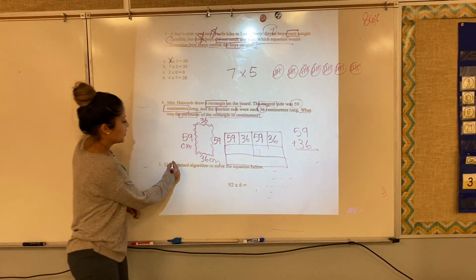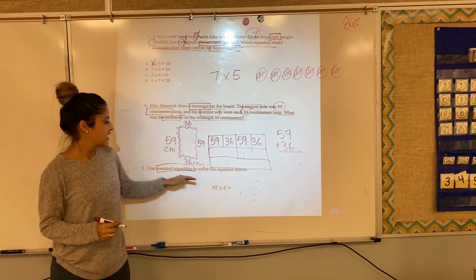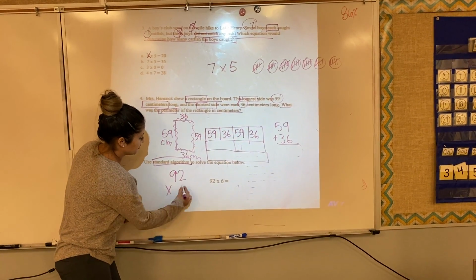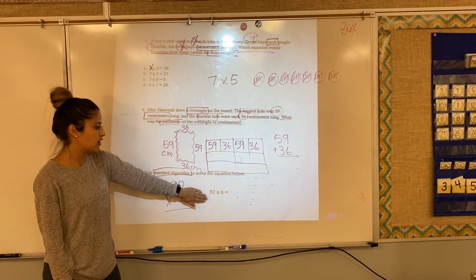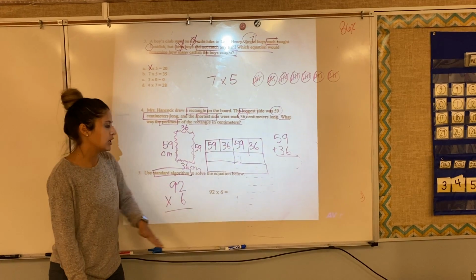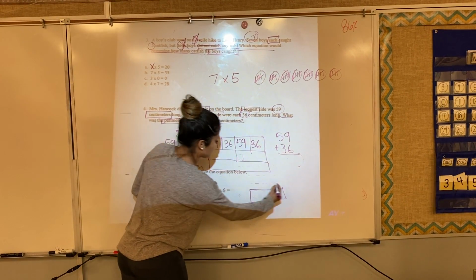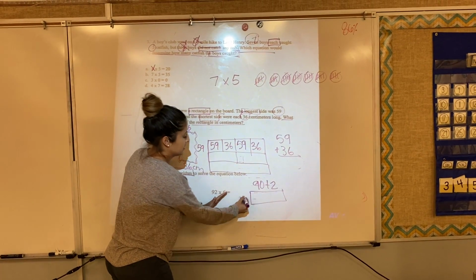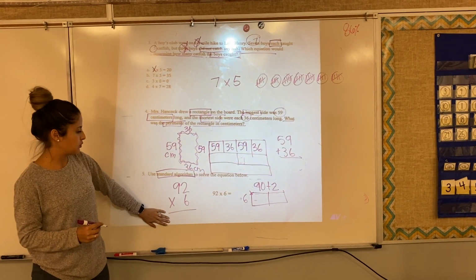Number 5, we need to use a standard algorithm to solve this equation below. Standard algorithm means we are lining it up according to place value. We've also been taught how to solve a 2-digit by 1-digit number with a partial product method, where we break it apart according to place value, such as 90 plus 2 times 6. But here it's asking for the standard way to solve it.